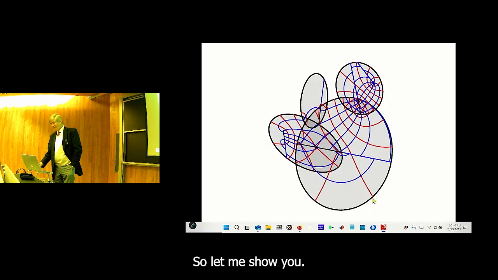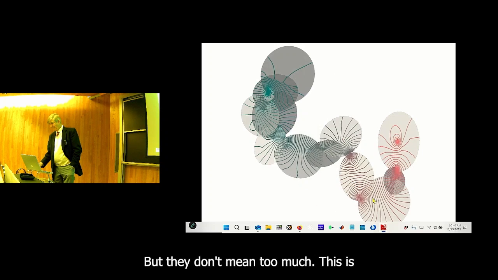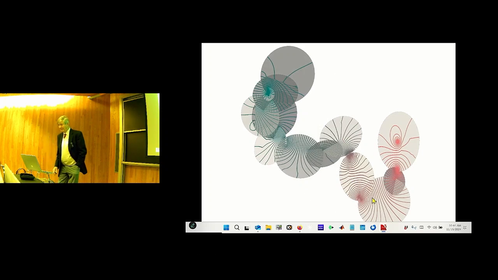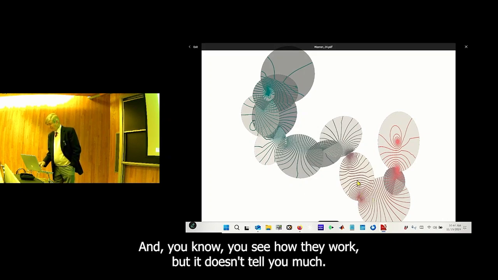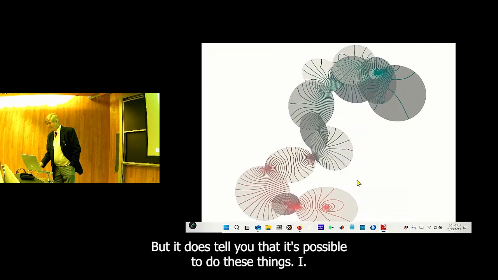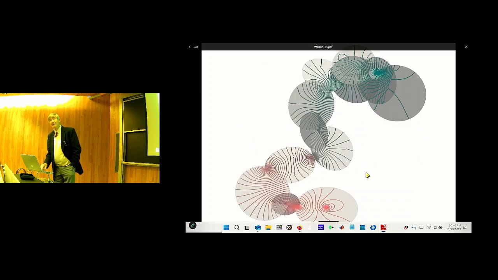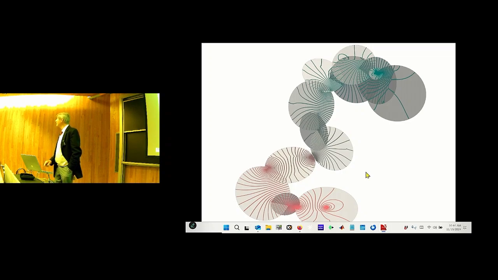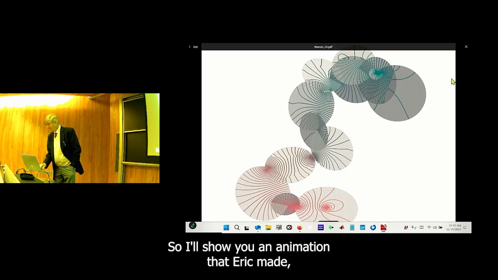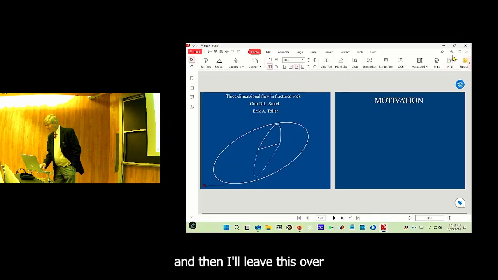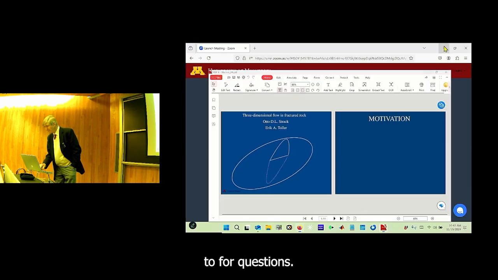So let me show you, these are a few more of these, but they don't mean too much. This is a set of these things. And you see how they work, but it doesn't tell you much, but it does tell you that it's possible to do these things. I'm about right. I should stop soon. So I'll show you an animation that Eric made, and then I'll leave this over for questions.